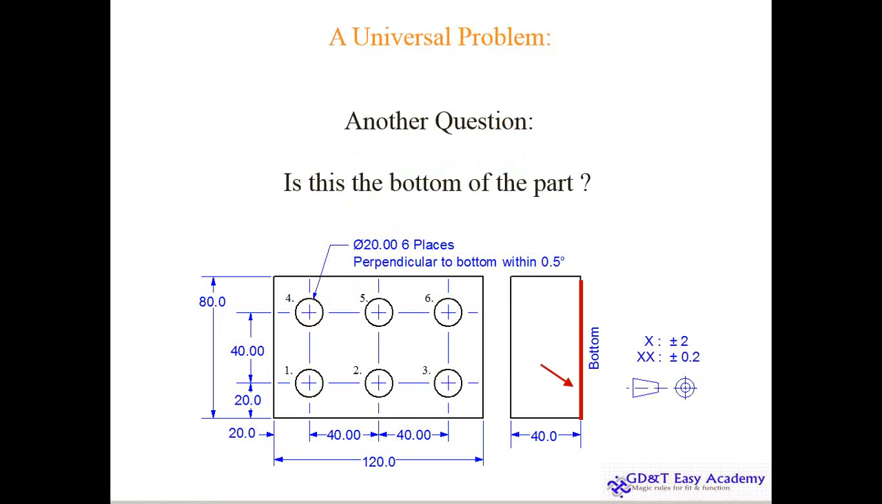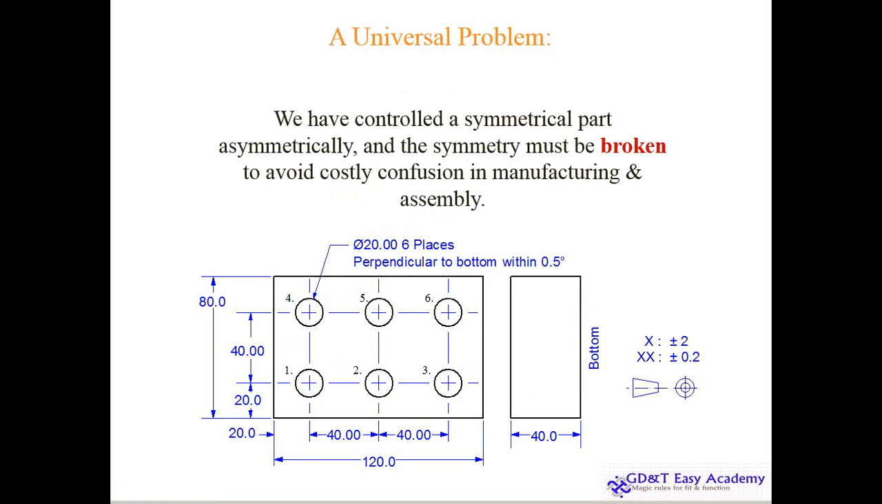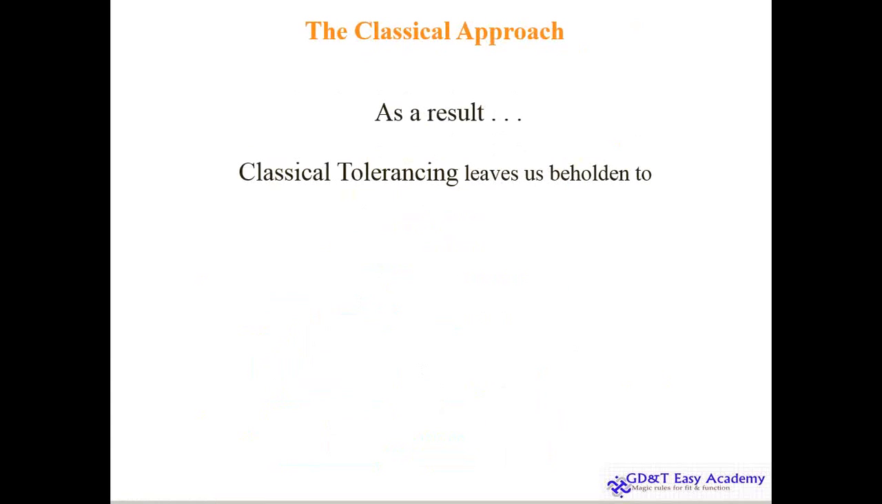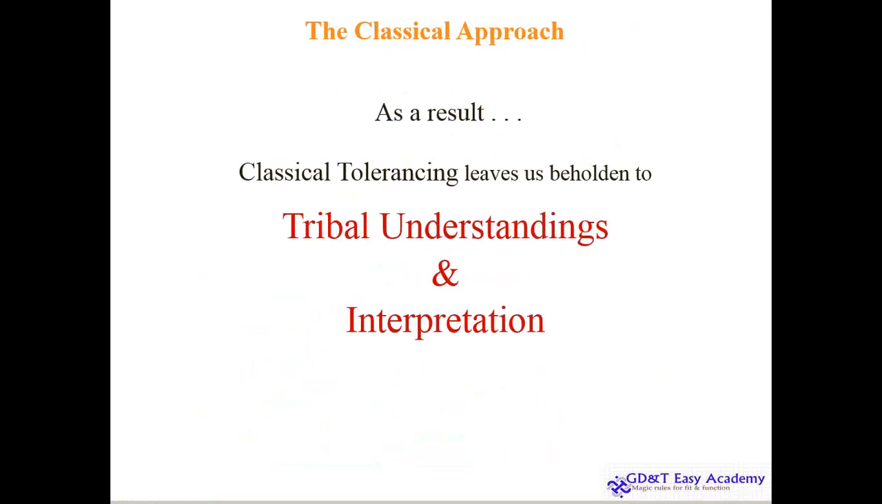Is this the bottom of the part, or is this the bottom of the part? Nobody knows. We have controlled a symmetrical part in an asymmetric way. This is an absolutely symmetric part, but the complete controls which we have applied are asymmetric, and the complete frustration and confusion for the manufacturing and inspection people starts. As a result, classical tolerancing leaves us beholden to tribal understanding, meaning a wrong understanding and interpretation method.